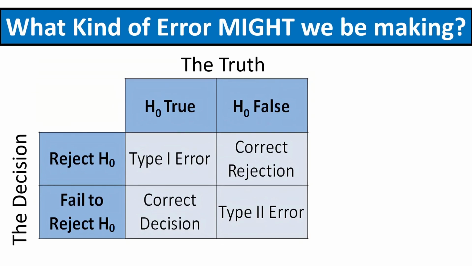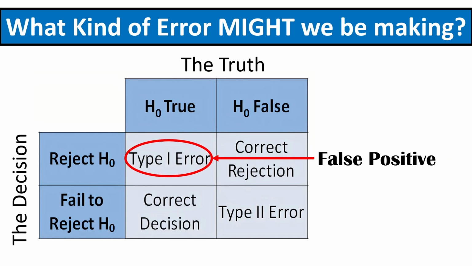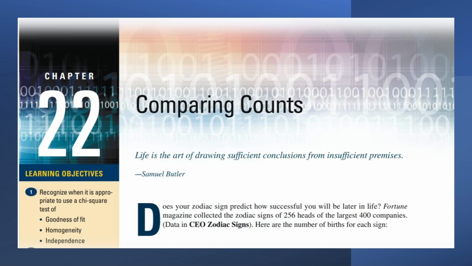And finally, what kind of error might we be making? We did reject the null hypothesis, so we might be making type 1 error, false positive. Okay, now we move on to the new stuff. Continuing with chapter 22.